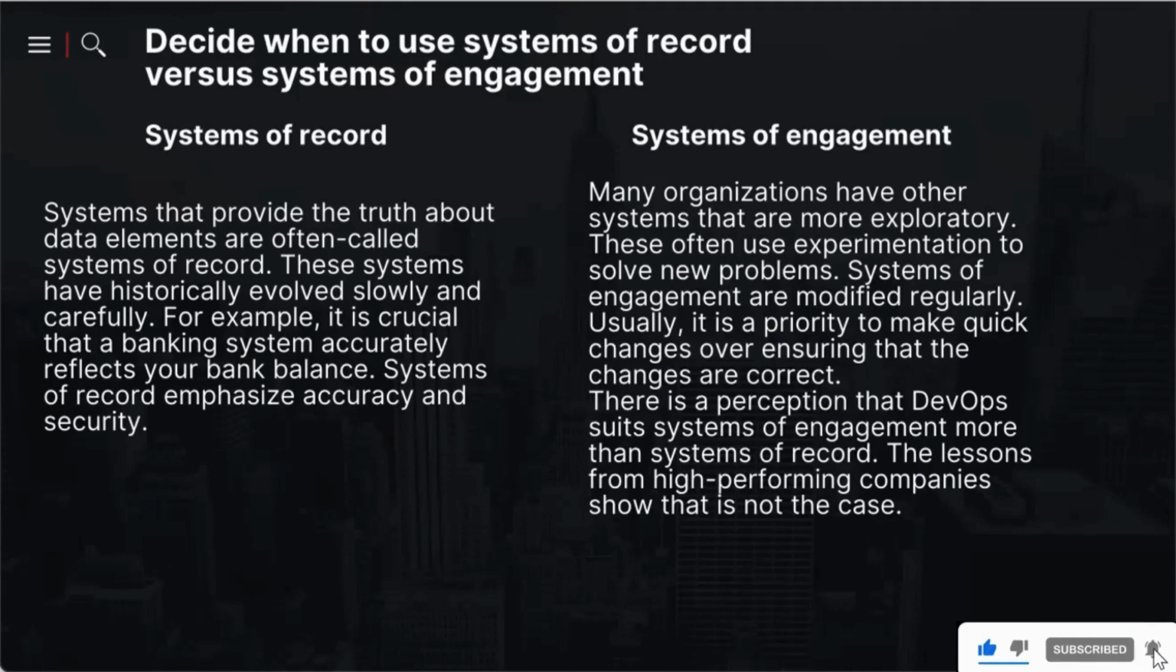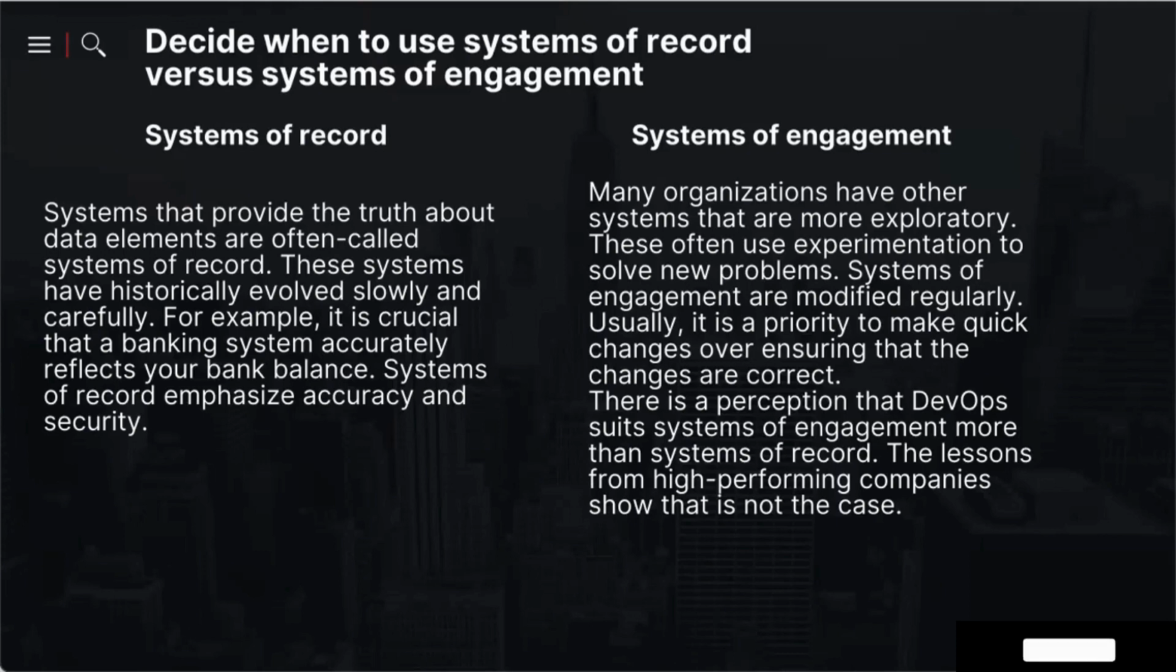These systems have historically evolved slowly and carefully. For example, it is crucial that a banking system accurately reflects your bank balance. Systems of record emphasize accuracy and security. Systems of engagement: many organizations have other systems that are more exploratory.